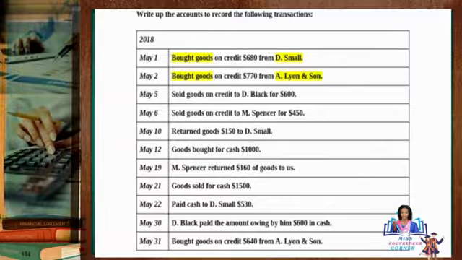Right here, the sales account would be affected because goods are being sold.